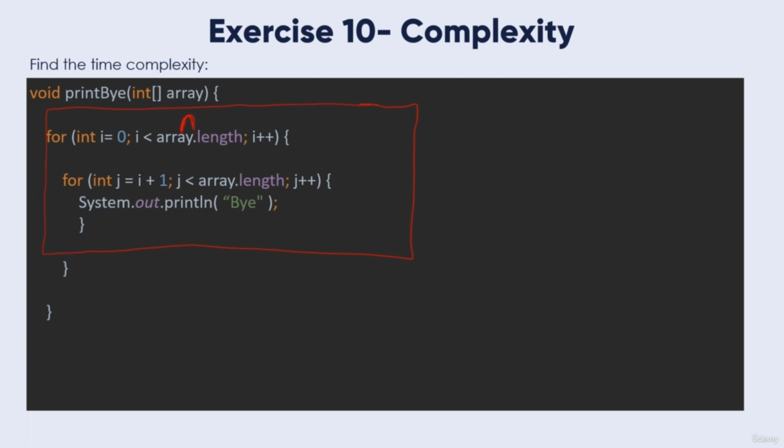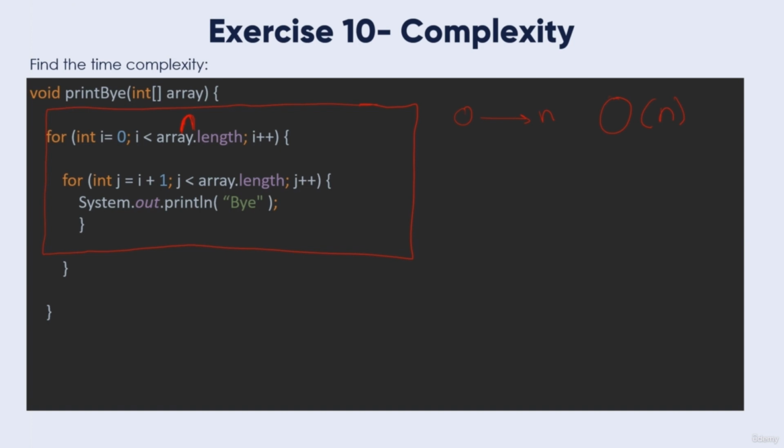Therefore, this loop is executing its code from 0 to n, and it is not jumping over the elements. It's executing all the elements of n. Therefore, the outer loop would be of complexity O of n. It's very simple.